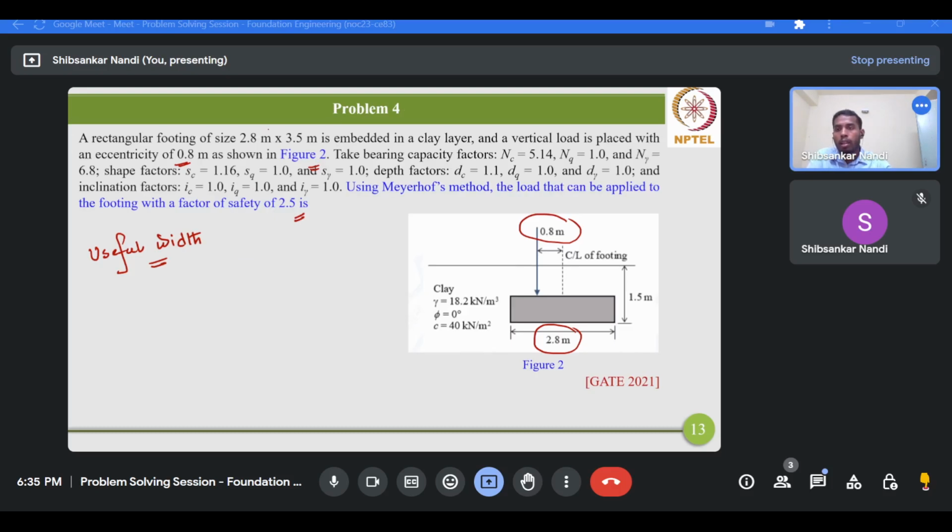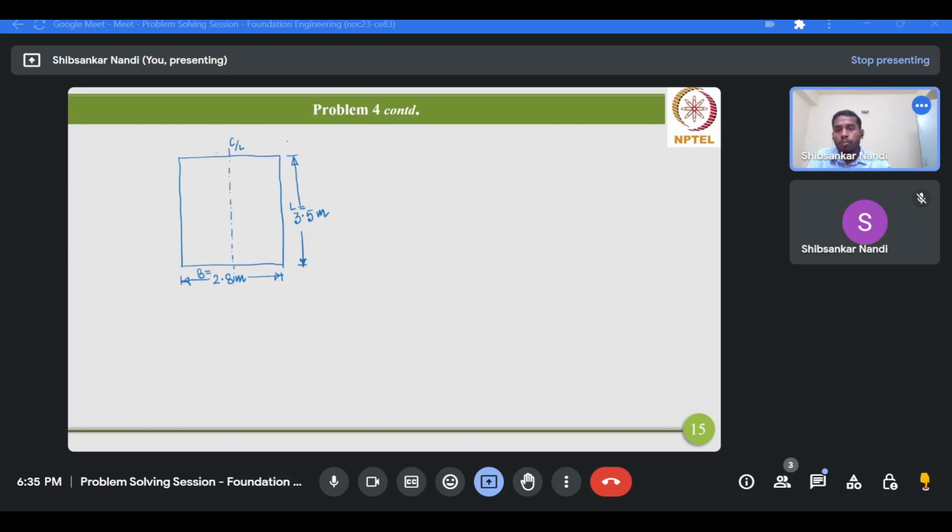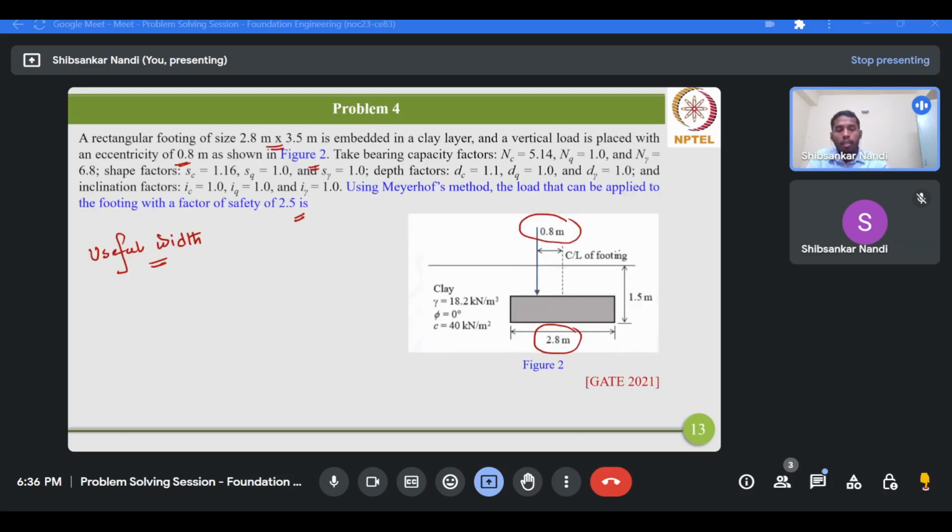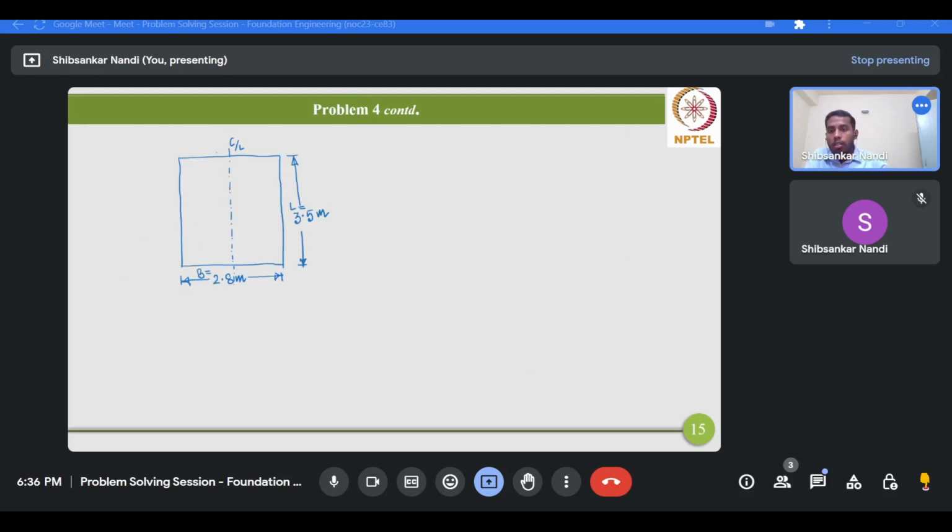The given footing is a rectangular footing of size 2.8 meter by 3.8 meter. So this is the length dimension 3.5 meter and this is the width 2.8 meter. And the eccentricity is basically 0.8 meter along the width direction. As you can see, this is the eccentricity, 0.8 meter.